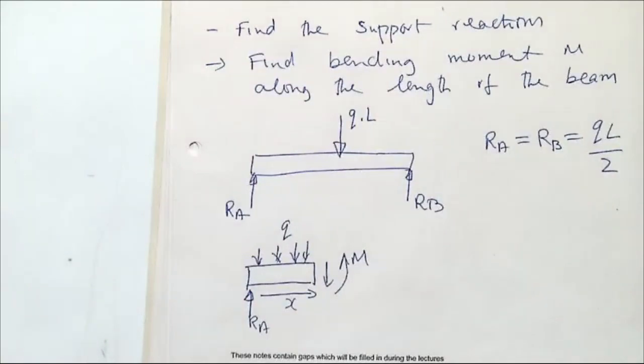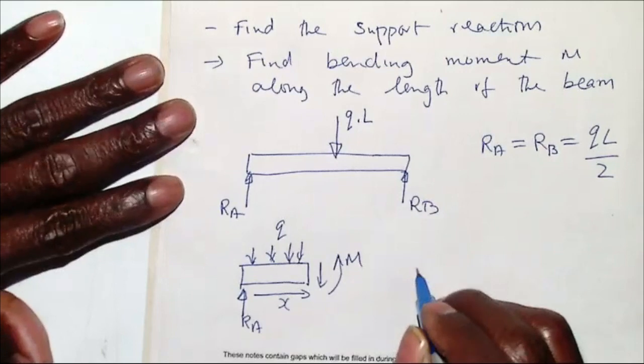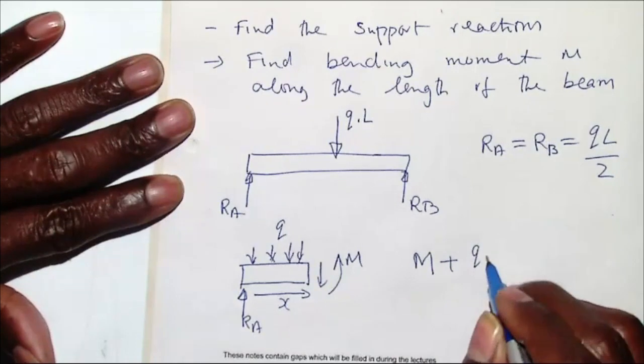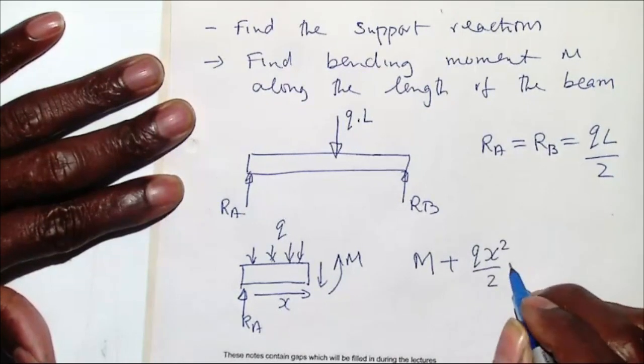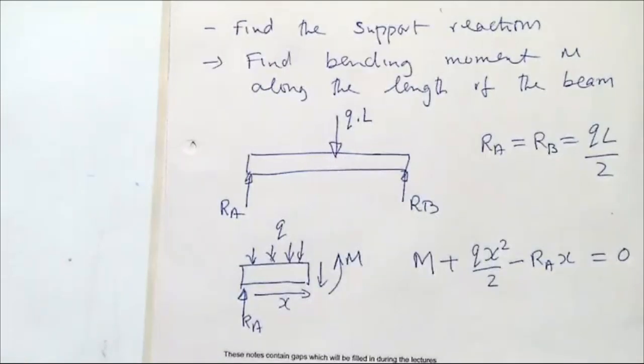So what will be M? What's the equation for equilibrium of moment about the cross section at x? The moment there will be M from equilibrium, plus Q x squared over 2 minus R_A x equals 0. Is there anybody who cannot see that, who does not understand that?